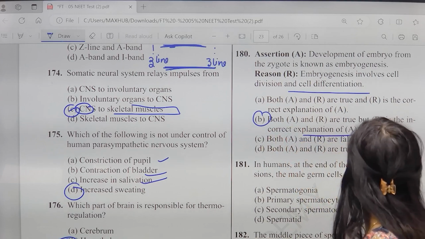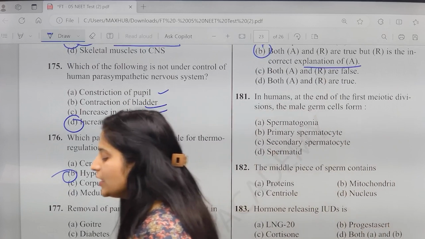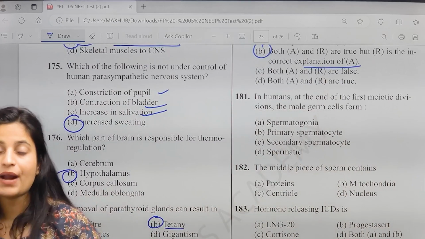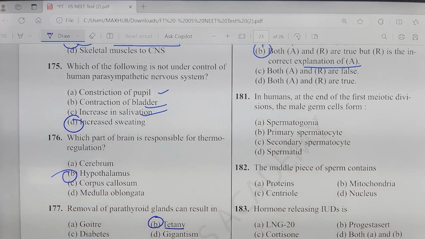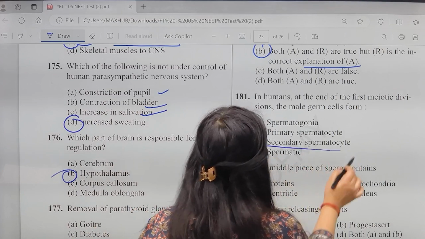Next is, in humans, at the end of first meiotic division, which happens in the primary spermatocyte, you have spermatogonia. Spermatogonia further goes into the first meiotic division, yes or no? Then it comes into the primary spermatocytes. In the primary spermatocyte, meiosis 1 happens. Then there will be formation of the secondary spermatocyte.